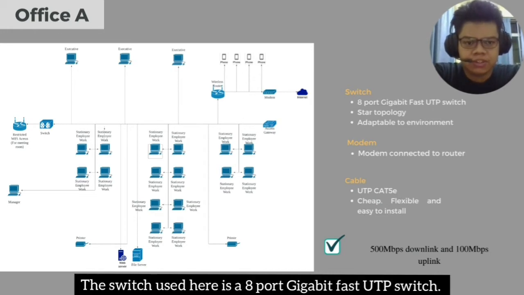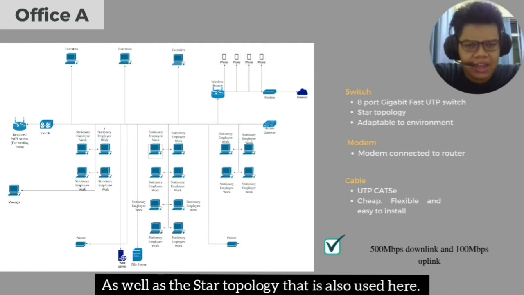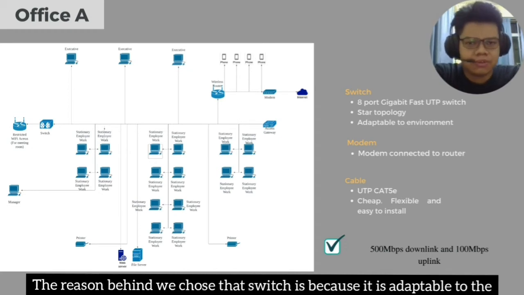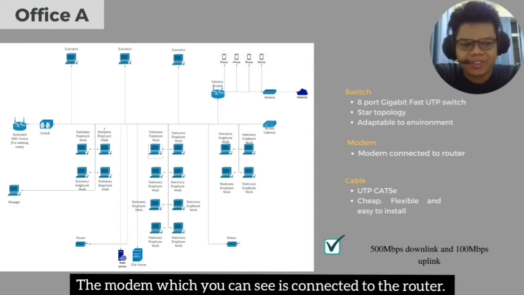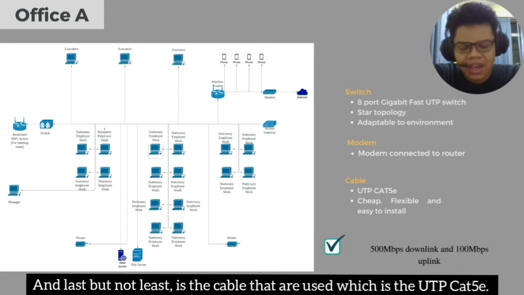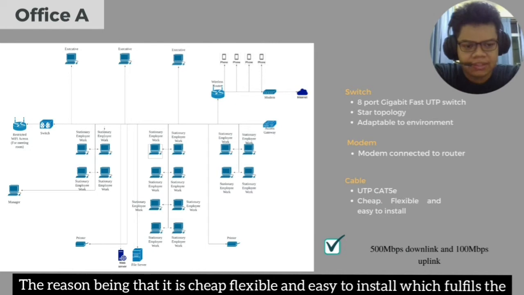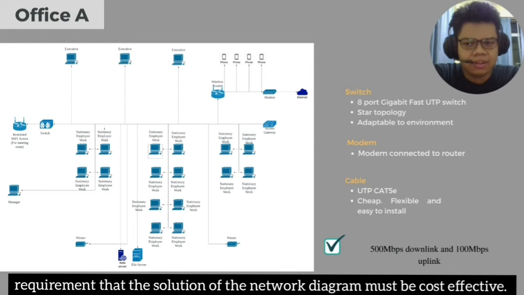The switch used here is an 8-port gigabit fast UTP switch, and the star topology is also used here. The reason we chose that switch is because it is adaptable to the environment. The modem, which you can see, is connected to the router. And last but not least, the cables used are UTP CAT5E. The reason is that they are cheap, flexible, and easy to install, which fulfills the requirement that the network diagram solution must be cost-effective.